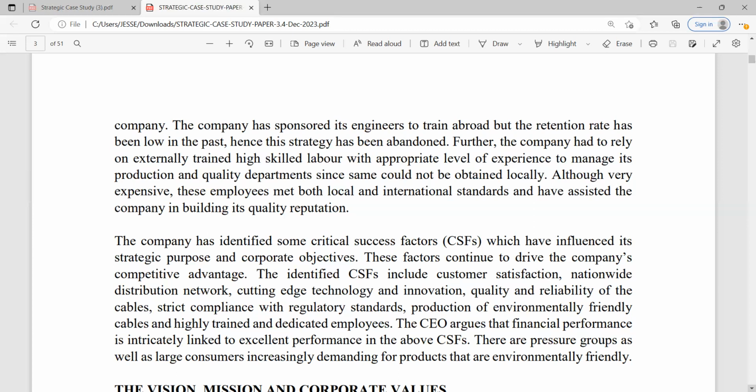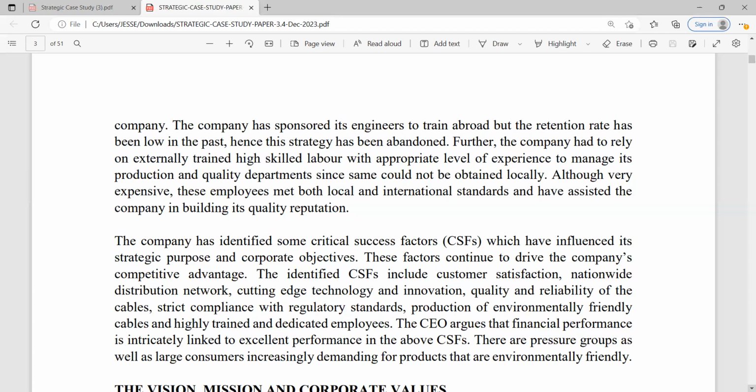So you have these people who are foreigners who have the skill, but it's quite expensive, although very expensive. So if you are even told these employees met both local and international standards and have assisted the company in building its quality reputation. You see, we've talked about it. So as you are reading it, you tend to get ideas.